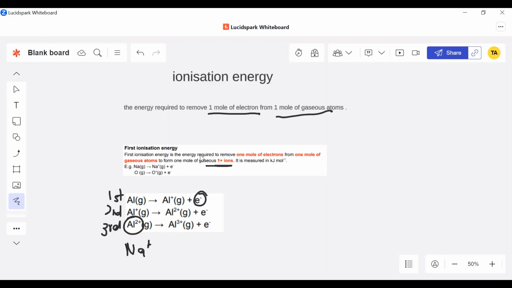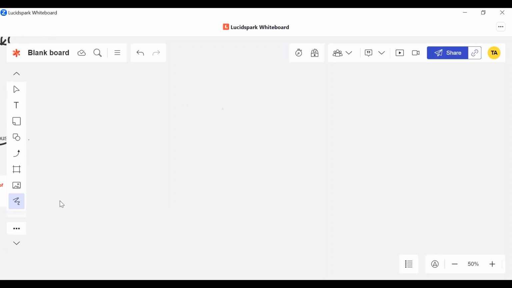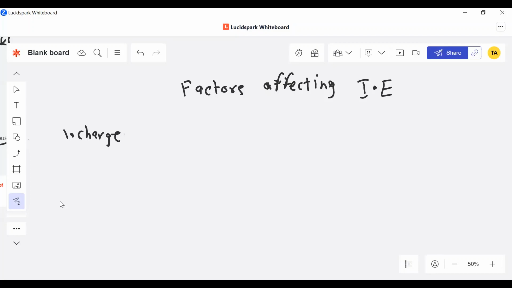Now, ionization energy is affected by some factors. So what are the factors affecting ionization energy, right? The factors that affect ionization energy. The first one is the charge of the nucleus.